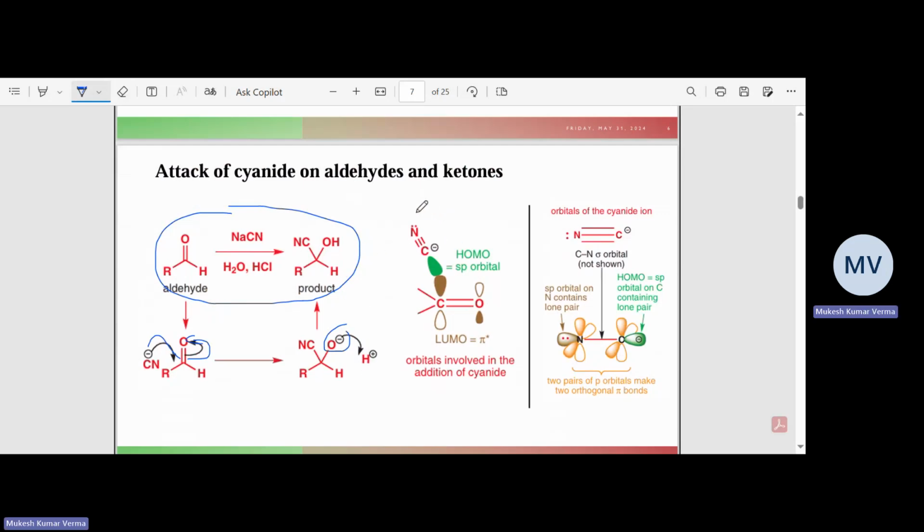The attack of the nucleophile can be seen in this figure, where the CN negative attacks the LUMO, the pi star of the carbonyl carbon. The orbitals of the CN negative are represented in this figure, where the carbon atom has the negative charge and is able to attack the carbon of the carbonyl group.